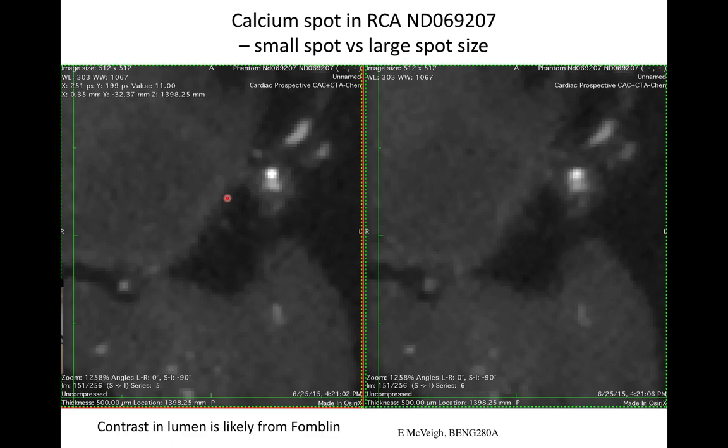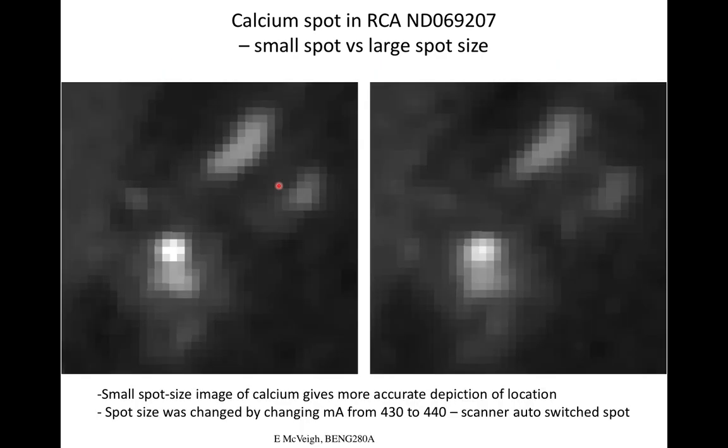So right at that point, you can see, well, what's the effect of changing the spot size? Because the mA is essentially the same. It's like 390 versus 400. This is what a small spot size gives you, and this is what it gives when it clicks to a bigger spot size. So there's a little bit of blurring. You can see here that the intensity in the middle is dropped, and it blurs out a bit, and that's the effect of this broadening of the spot size.